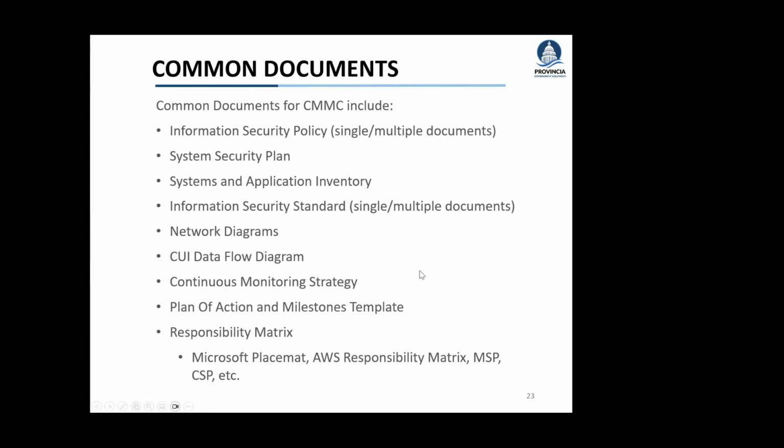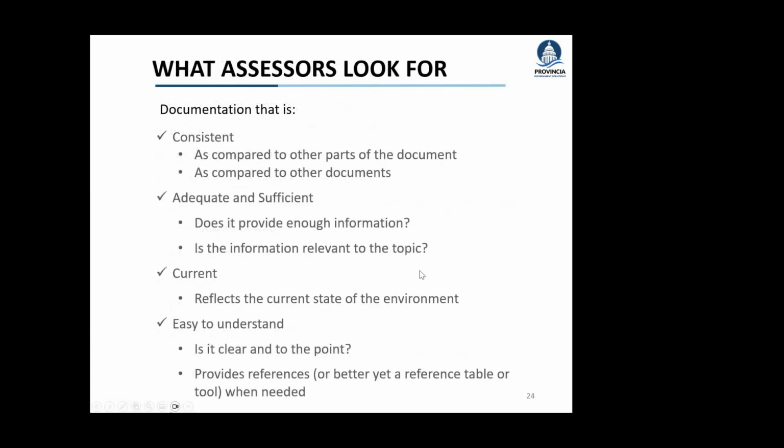Okay, all right. So what do assessors look for? Well, as assessors go through their assessment, they're really looking for these four primary things. They're looking to make sure that your documentation is consistent. So they're looking for consistency in the document itself compared to other parts of the document. They're also looking for consistency as far as how the document compares to other documents in your document library.